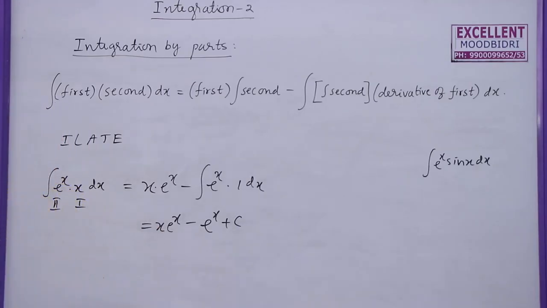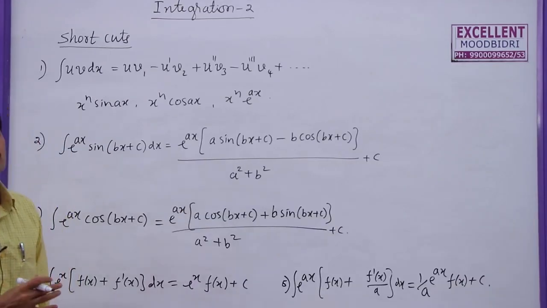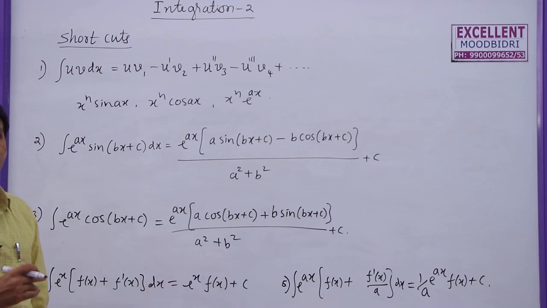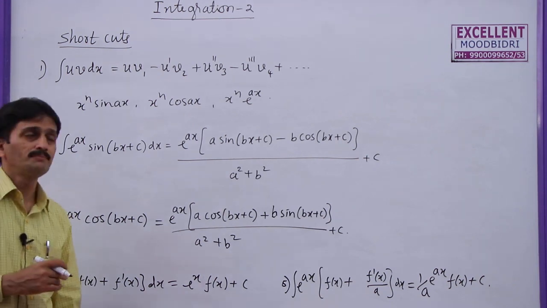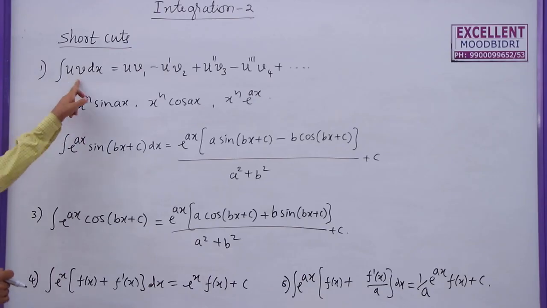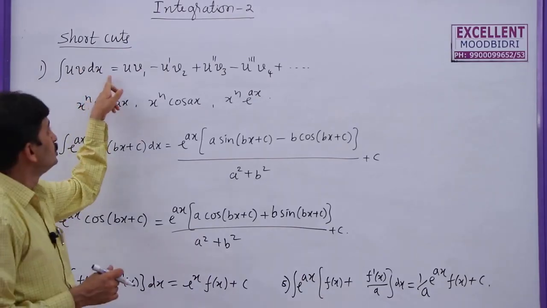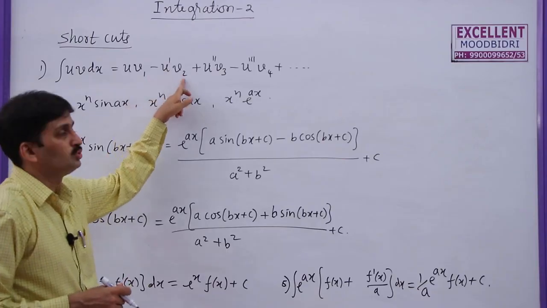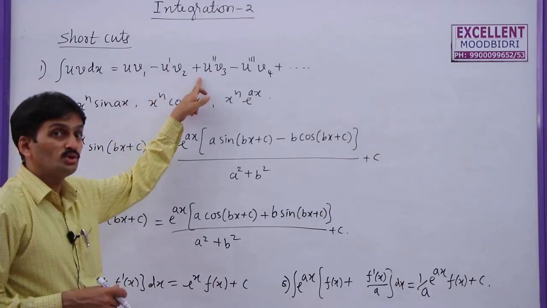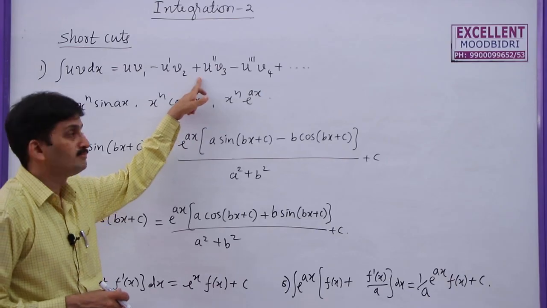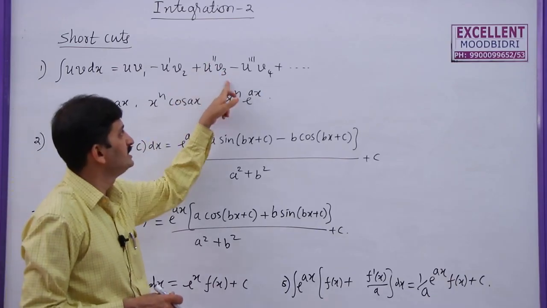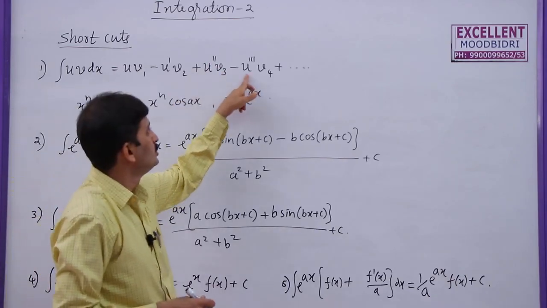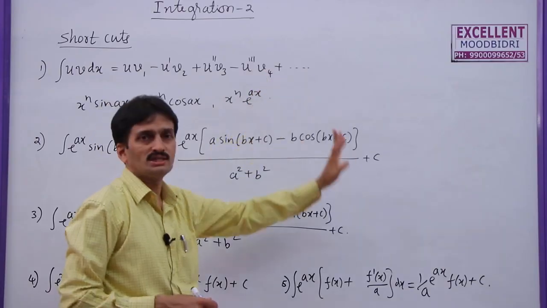Okay, we shall now see some time saving results or shortcuts in this topic. Integration of uv dx equals u v1 minus u dash v2 plus, see, you have to write alternately plus and minus, plus u double dash v3 minus u triple dash v4 plus and so on.